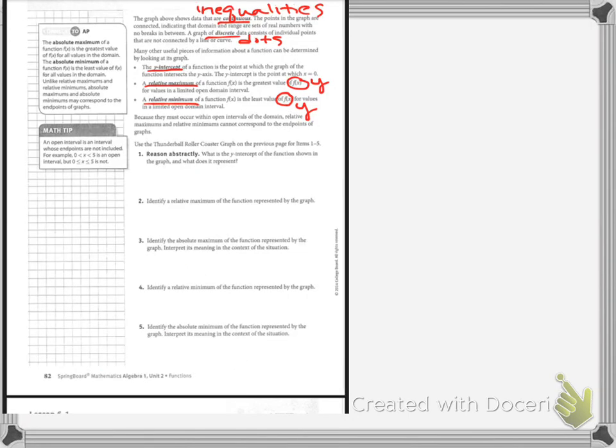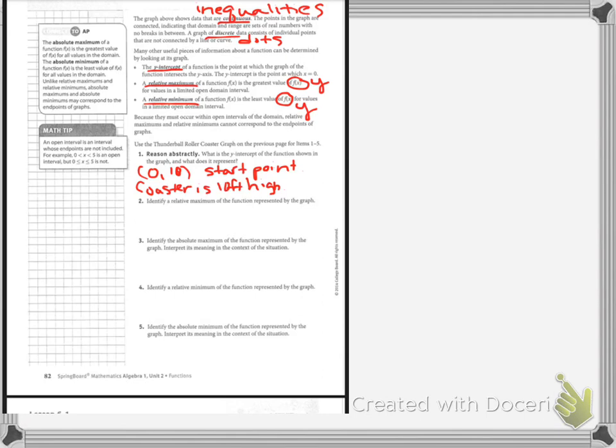So if we turn the page, we can answer some questions about these, where it talks about what is the y-intercept of the function. Well, we just talked about that. Where was it? It was at 0, 10. Make sure you write your y-intercept as a coordinate. And what does it represent? This is the starting point for the roller coaster. We can say the coaster is 10 feet high, or 10 feet off the ground.